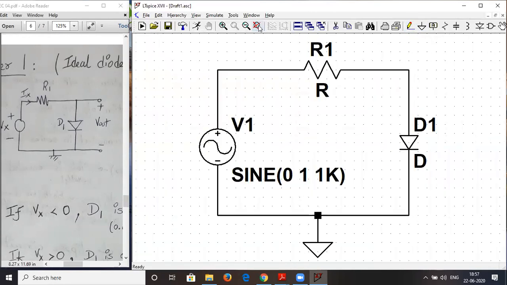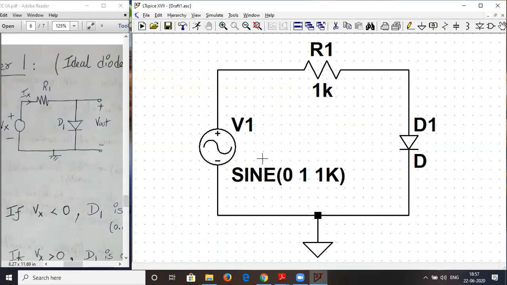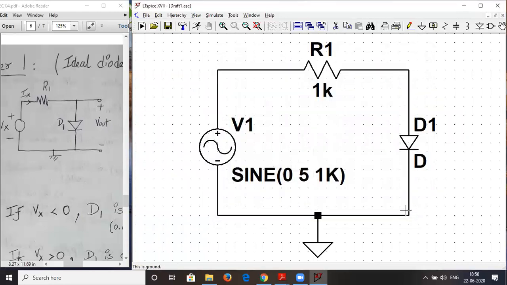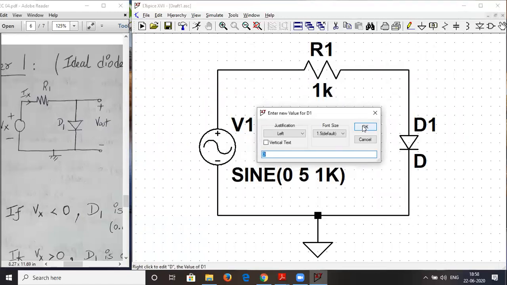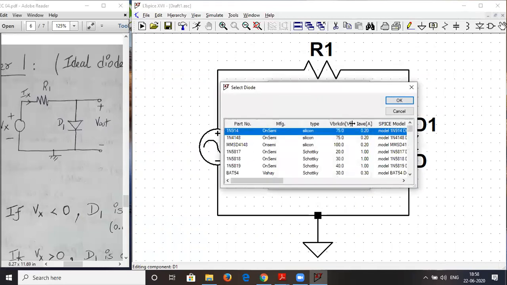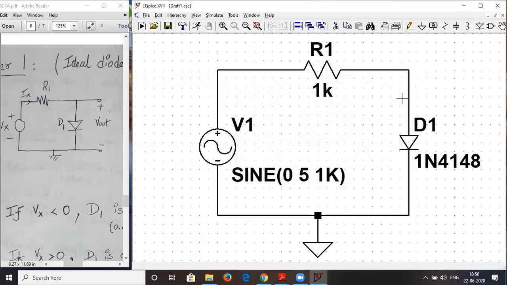Now we need to define what my diode will be and the value of this resistor. Let me take it as a standard 1 kilo ohm resistance. The voltage will be, let's say, 10 volts peak to peak, so it will be 5 volts peak, and let the frequency be 1 kilohertz. The diode which we are selecting over here is a practical diode. So right click on the diode, click on pick new diode and select 1N4148. This is normally what you must have used inside your lab. And yeah, your circuit is ready.